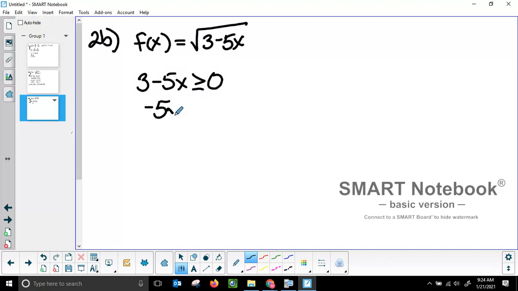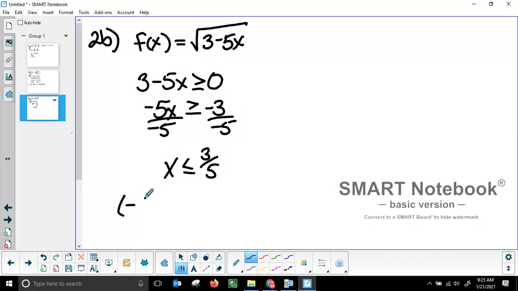So negative 5x greater than or equal to negative 3. Divide both sides by negative 5. Do be careful. Remember, with inequalities, when you multiply or divide by a negative, you have to flip that inequality symbol. So x is less than or equal to 3/5. So in interval notation, that would be from negative infinity to 3/5, including 3/5. And that's it.